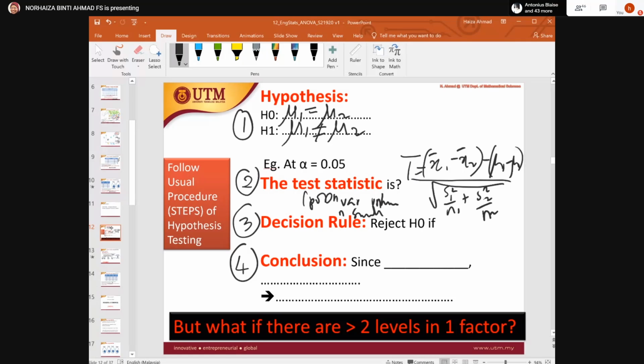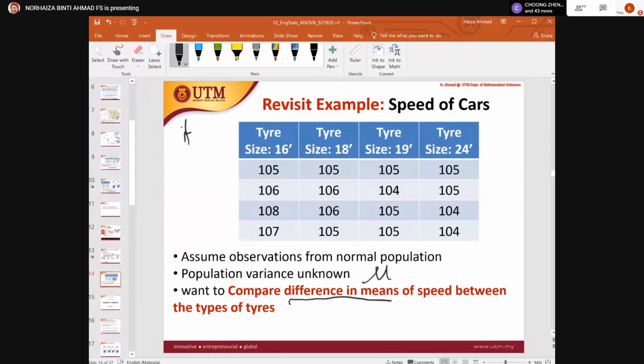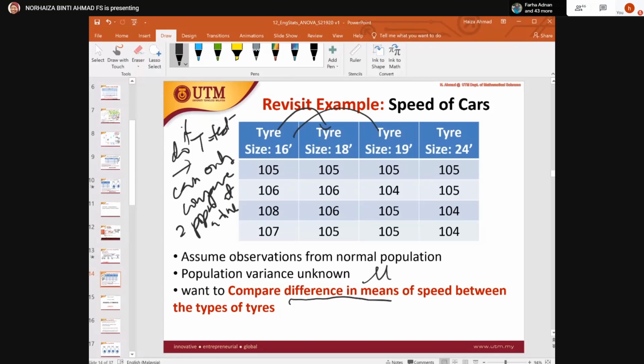You only have two parameters, mu1 and mu2, so you can only compare two populations at one time. A t-test can only compare two populations at a time. That means you need to compare this one, that one, that one. So there are too many variations, which means you need to do many t-tests.